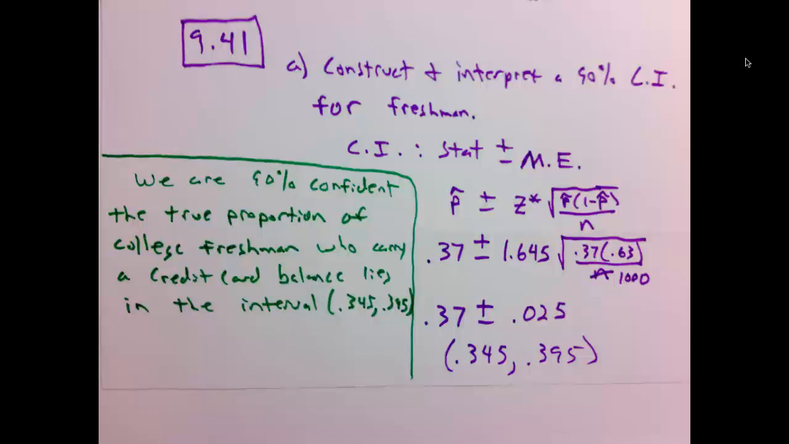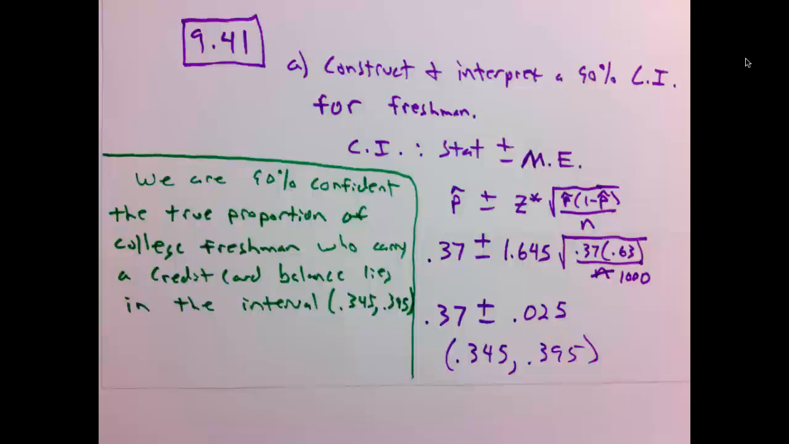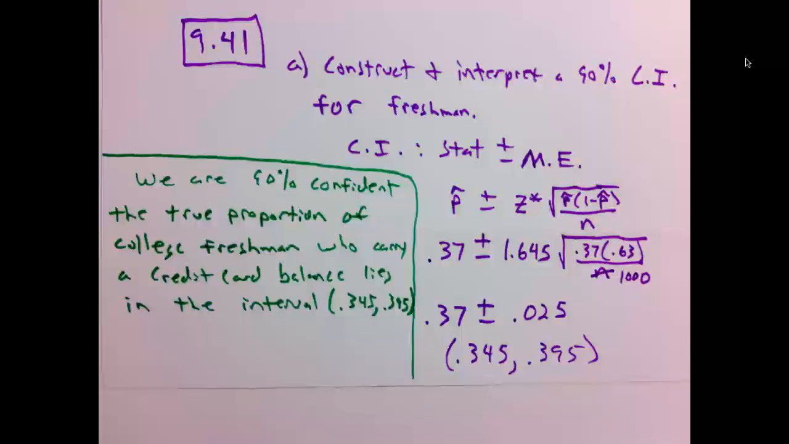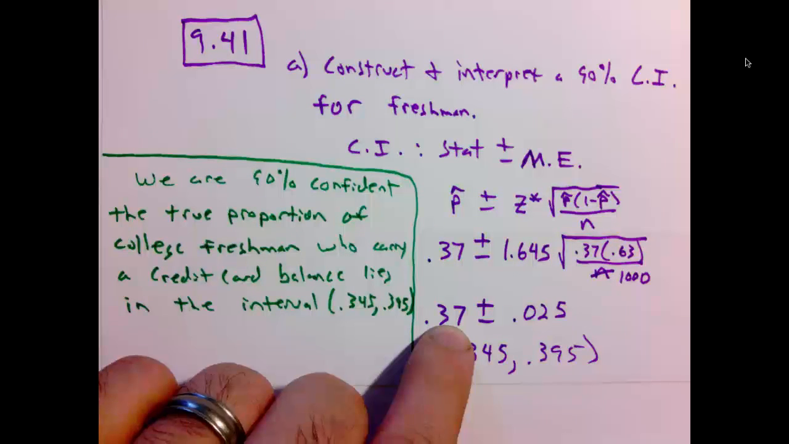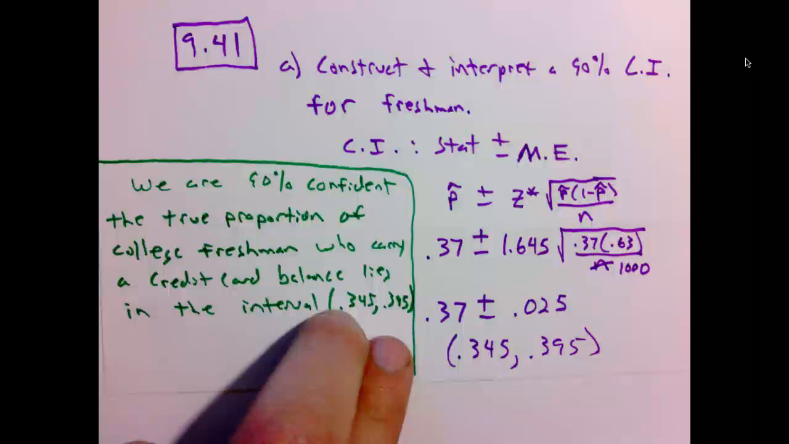What does it mean? Does it mean there's a 90% chance the true proportion lies in there? No, it doesn't. It means if we took these samples over and over and over again, 9 out of 10 of them would capture whatever that true proportion is. We don't know what the true proportion is. We do know that 37% in our sample carry a credit card balance, so we just took this 37% and shot out a little bit on both sides.